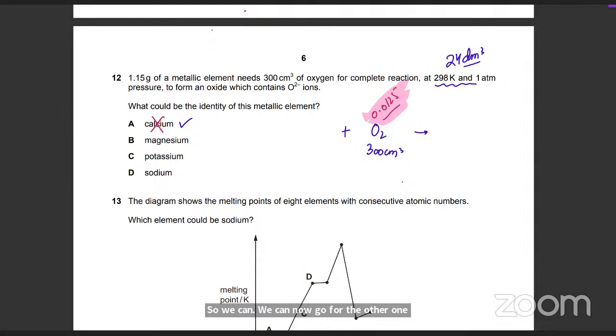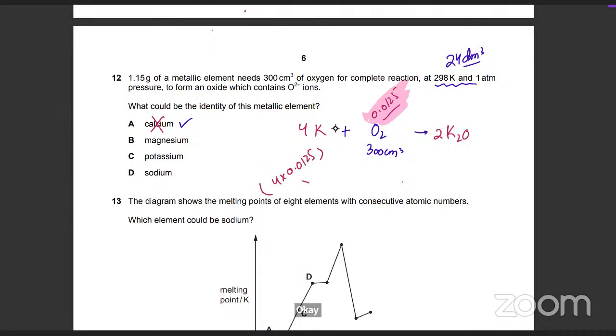Potassium. Now potassium is going to form K2O. This would be 2, this would be 4. So double, now multiply this by 4, 1:4. So how many moles do you get? 0.0125, times 4 is 0.05. Then multiply it with 39.1 as well. 1.9552. Again, it's not this one.